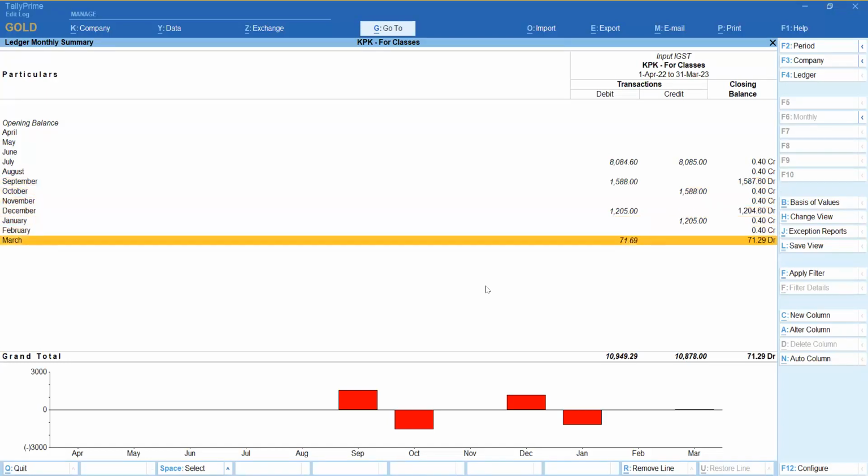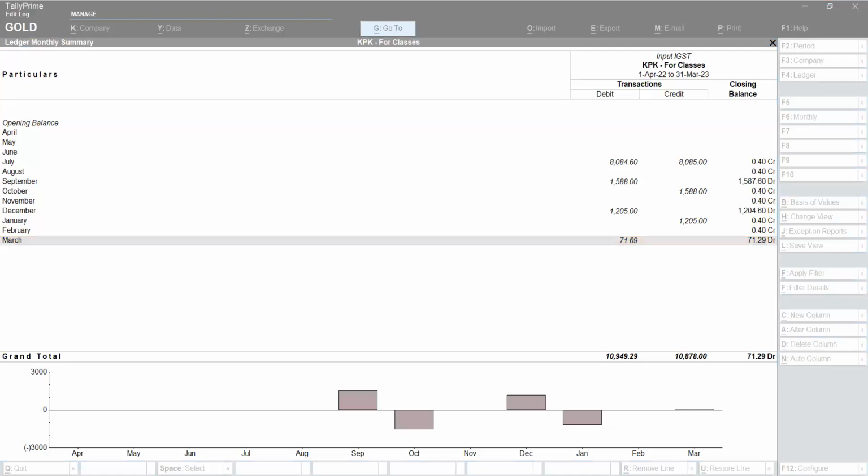Same for March, if you see, in March I have input of 72 rupees. There is no utilization. This I would have utilized on 19th April 2023. I will share this also.